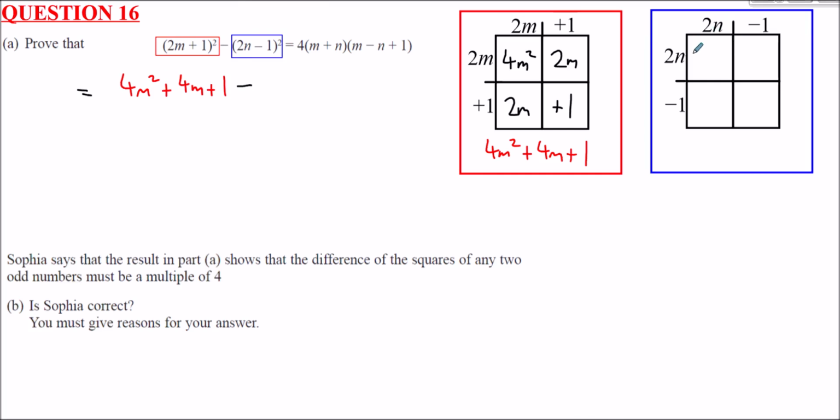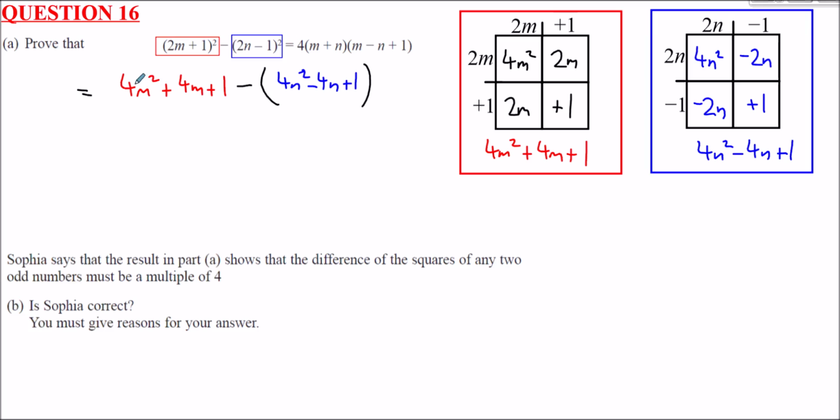So 2n multiplied by 2n squared is 4n squared. 2n multiplied by minus 1 is minus 2n. Same down here, 2n times minus 1, minus 2n again. And finally, minus 1 multiplied by minus 1, minus multiplied by minus gives us a plus. So this becomes 4n squared minus 2n minus another 2n, in total is minus 4n plus 1. So this blue one here, I'm subtracting away all of 4n squared, minus 4n plus 1.